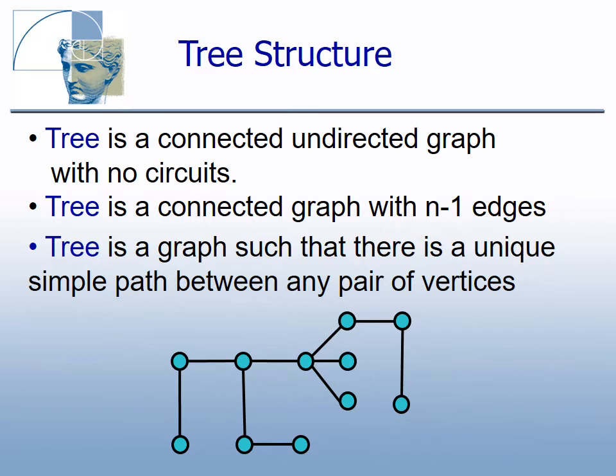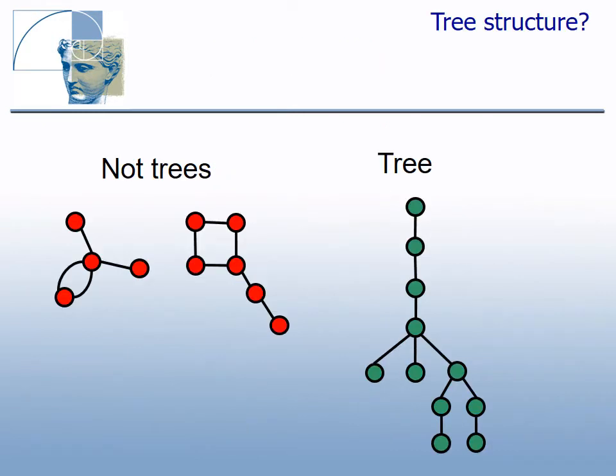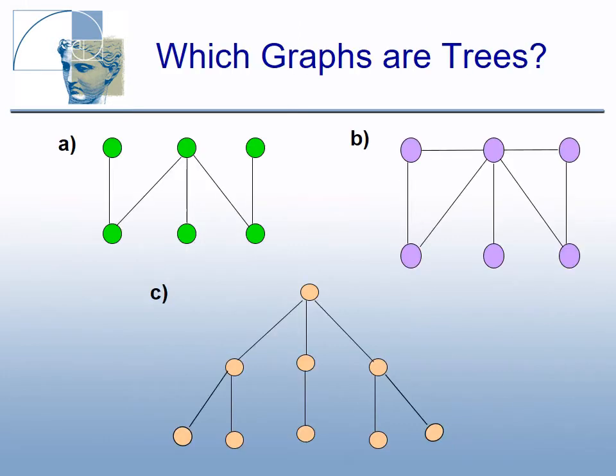It has no circuits indeed, but it's useful to see what graphs are not trees. The two structures at the left are not trees, because they have circuits. The structure at the right is a correct tree. With the above definition, it's easy to point out the correct trees in this figure. A and C are trees, but B is not a tree because of circuits.